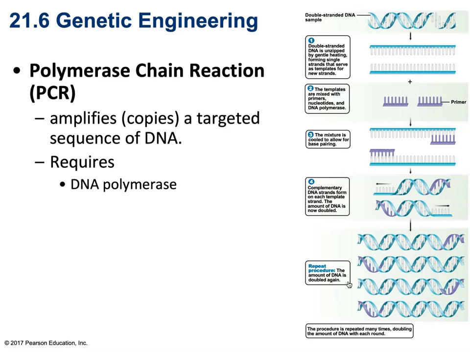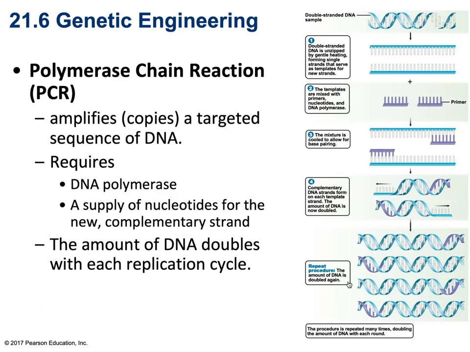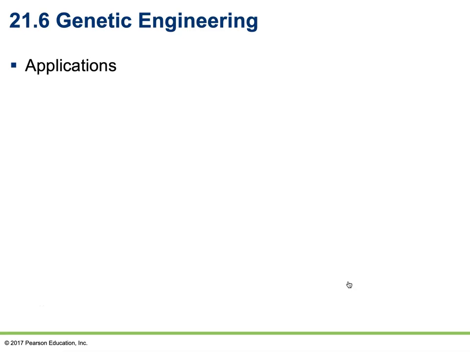It requires very little. It requires DNA polymerase that can withstand the temperature necessary to separate double-stranded DNA, a supply of nucleotides for a new complementary strand, and the amount of DNA is going to double with each replication cycle.